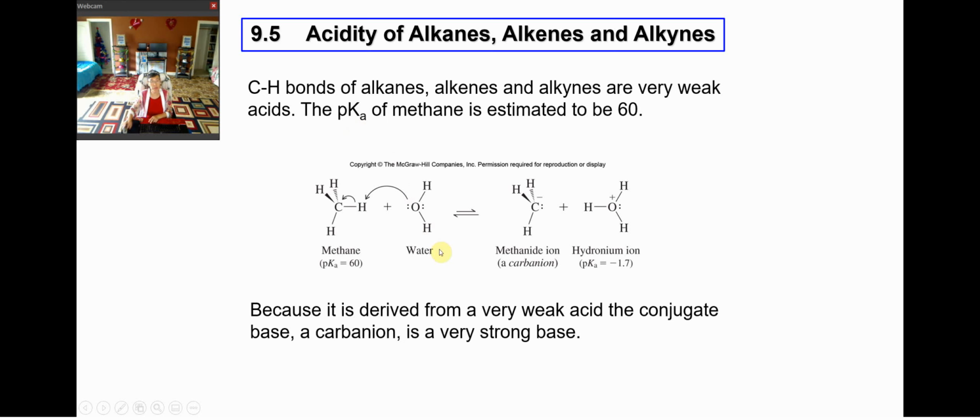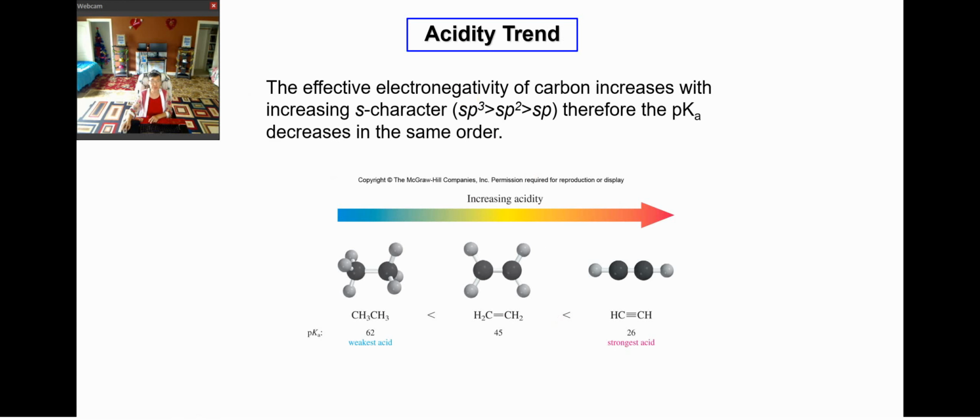If you have a very high pKa, such as in methane, where the pKa is 60, this means methane barely donates a proton to produce methanide, a negatively charged anion. This is called a carbanion. It is very rarely produced, meaning methane shows very, very weak acid properties.